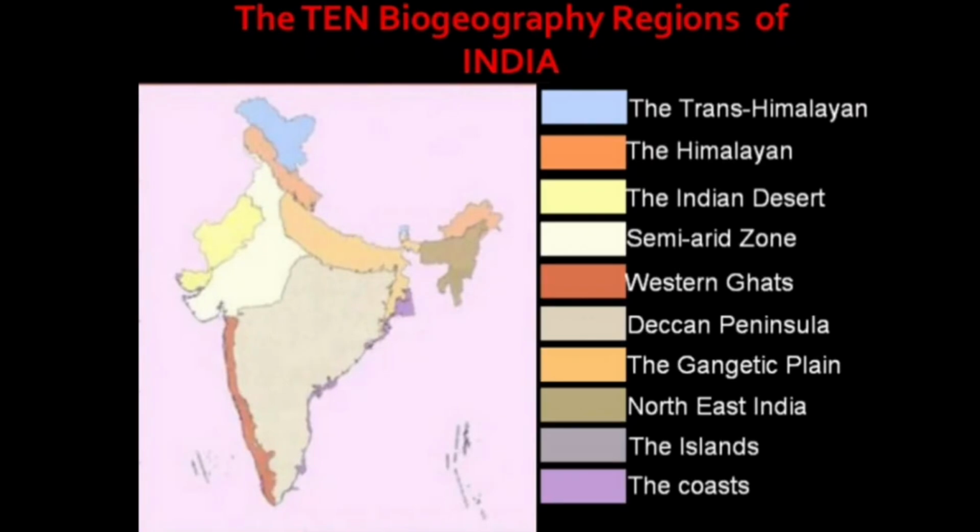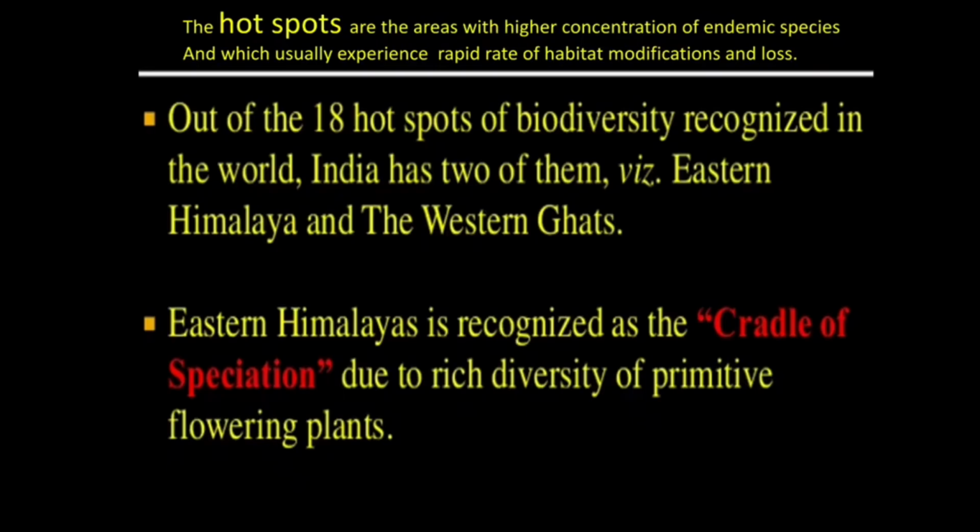Here in this picture you can observe the 10 biogeographic regions of India. The hotspots are the areas with higher concentration of endemic species and which actually experience rapid rate of habitat modifications and loss. Out of the 18 hotspots of biodiversity recognized in the world, India has two of them, Eastern Himalaya and the Western Ghats. Eastern Himalaya is recognized as the cradle of speciation due to rich diversity of primitive flowering plants.